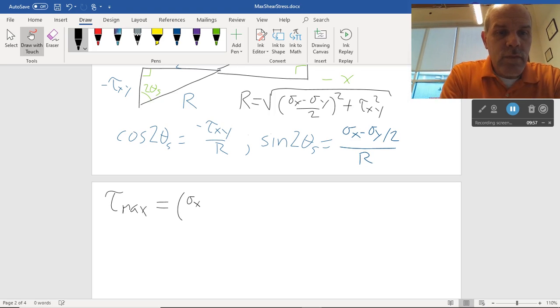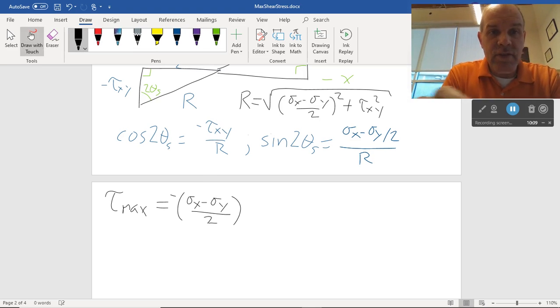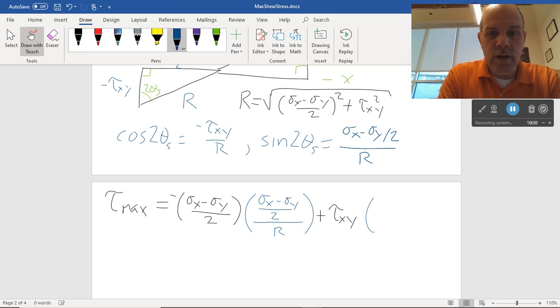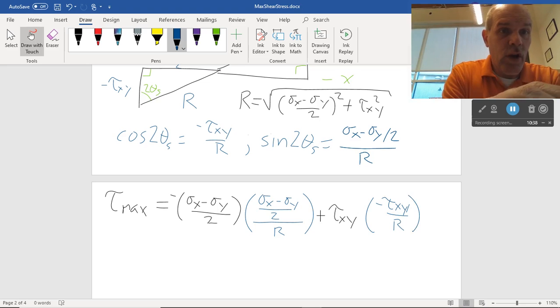It's equal to the quantity sigma x minus sigma y over 2. Ooh, that was interesting. Word decided to do something strange to me. Over 2. And there's a negative out front of this. Times the sine of 2 theta s. Well, that's just sigma x minus sigma y over 2 divided by r. And this is plus tau xy times the cosine, minus tau xy over r. That's what the cosine was.